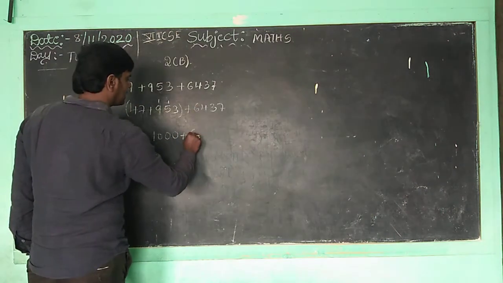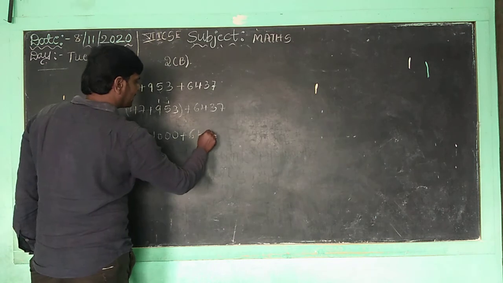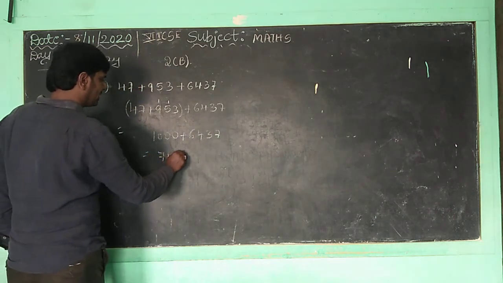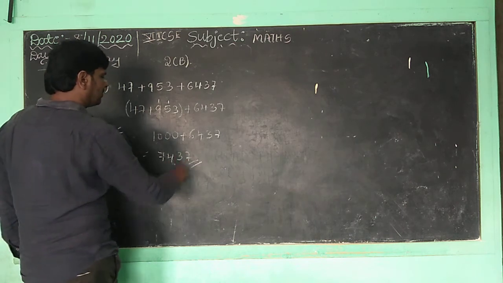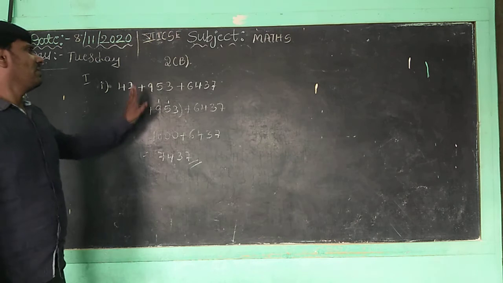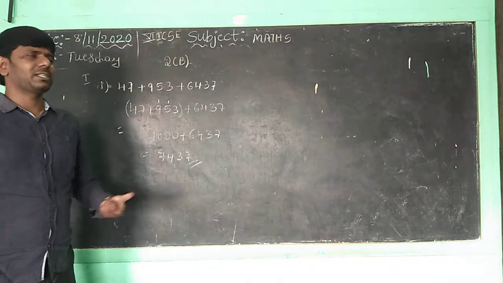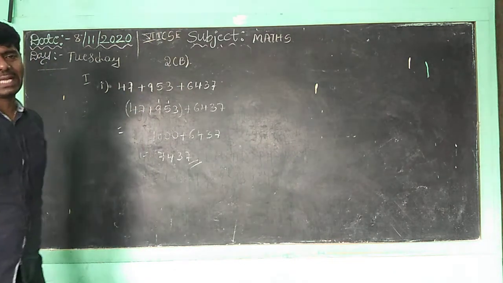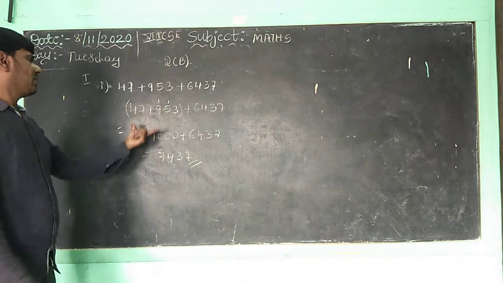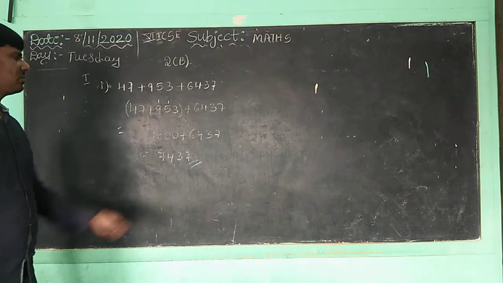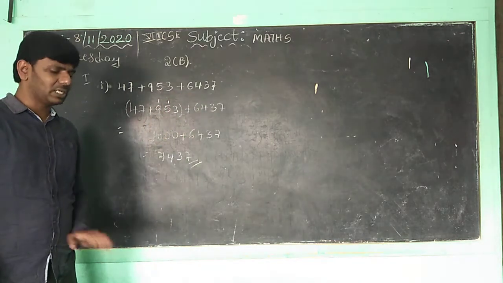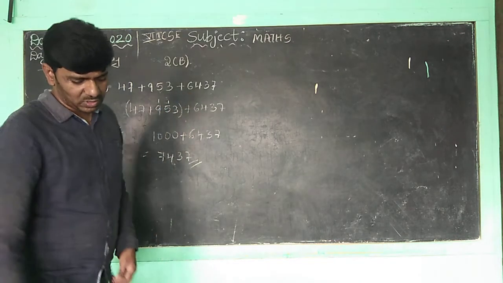1000 plus 6,437. So the answer is 7,437. Very simple. So you arrange suitably: 47 plus 953 plus 6437. First these two terms we can add, and then this one we can add. 47 plus 953 is 1000. 1000 plus 6437 is 7437. This is over, children.